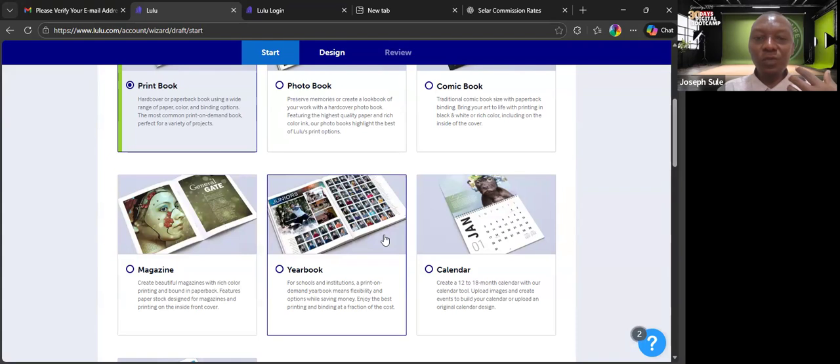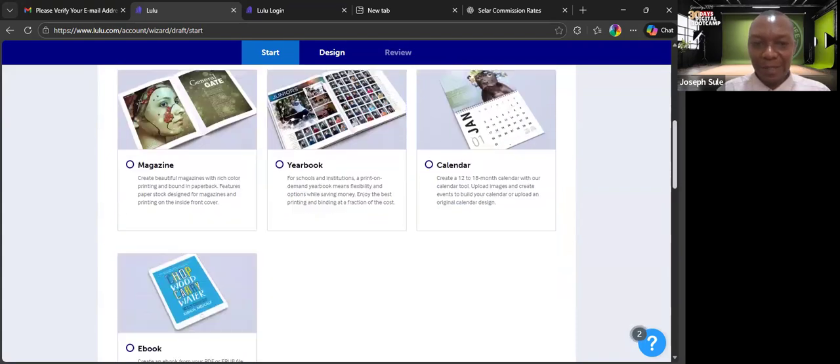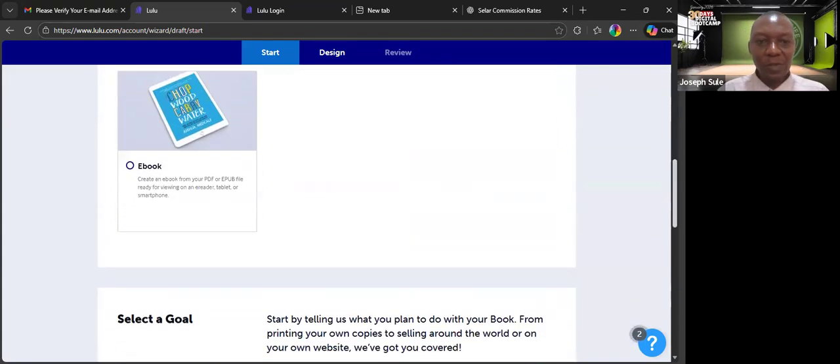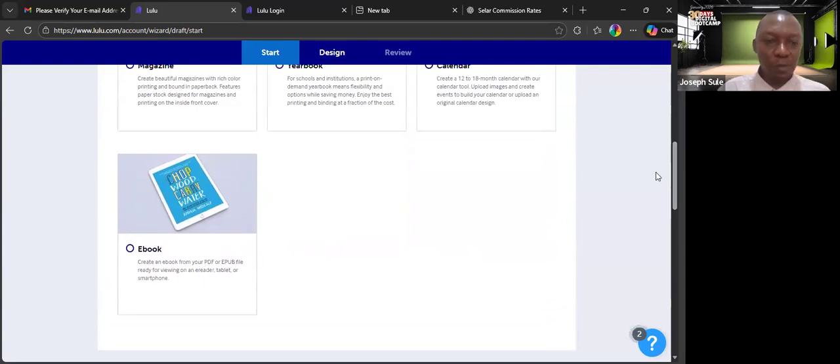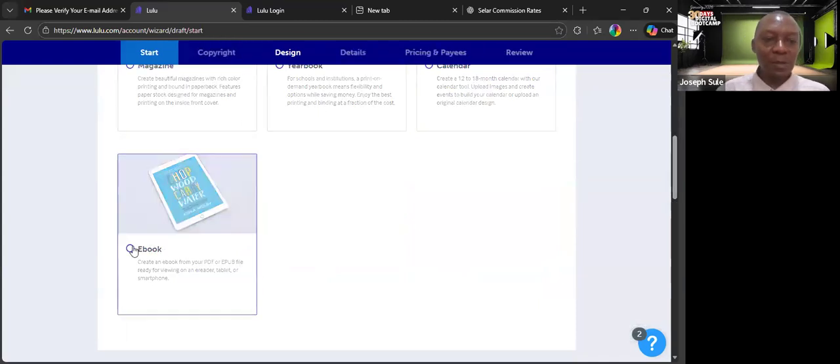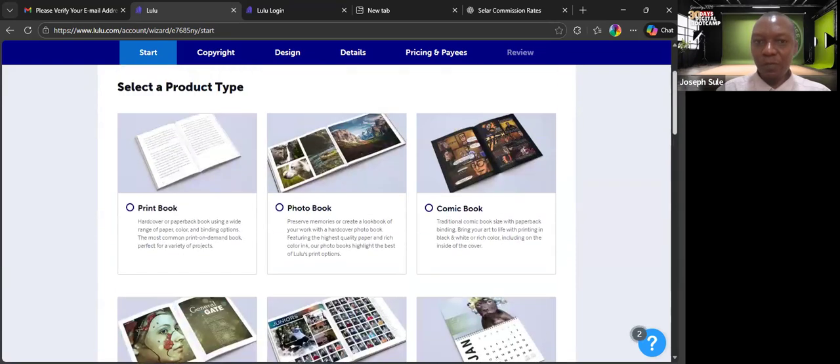Do you want to print a magazine? Do you want to do a yearbook or a calendar? Is there anything further than yes? Do you want to publish an ebook? This is where I am going, because my client wants me to publish an ebook. It is not a yearbook, it is not a calendar, it is not a magazine. So I will tick ebook. So now, did you see what happened to my dashboard? Features came in. There is a start, a copyright, a design, details, payees, review.